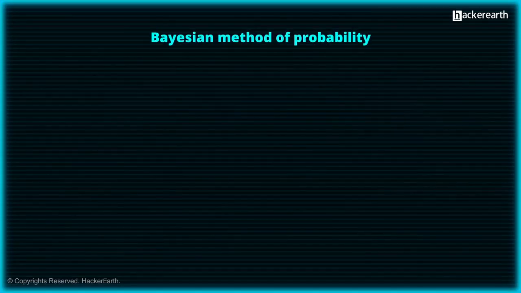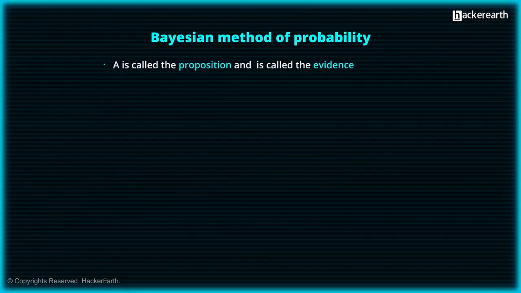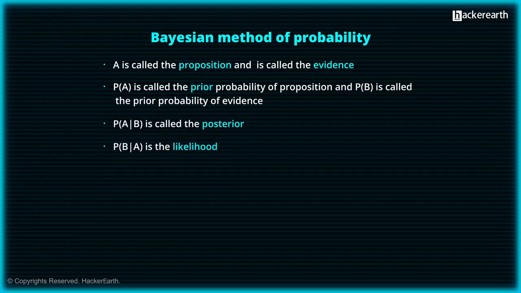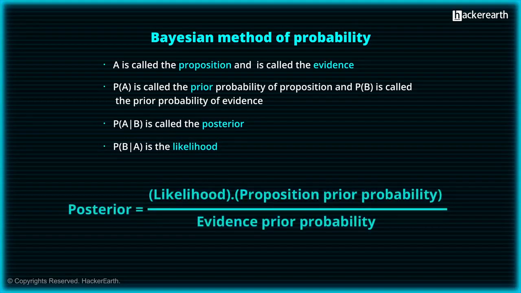Let us look at commonly used terminology in the Bayesian method of probability. A is called the proposition, and B is called the evidence. P of A is called the prior probability of proposition, and P of B is called the prior probability of evidence. P of A given B is called the posterior. P of B given A is the likelihood. This sums up the Bayes theorem as posterior is equal to the likelihood multiplied by the proposition prior probability divided by the evidence prior probability. Let us take an example to better understand Bayes' theorem.